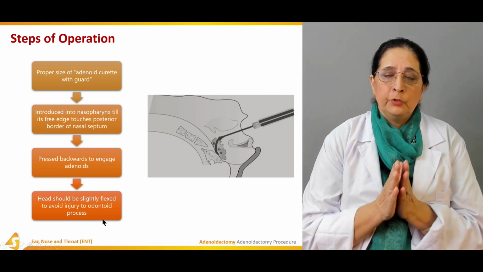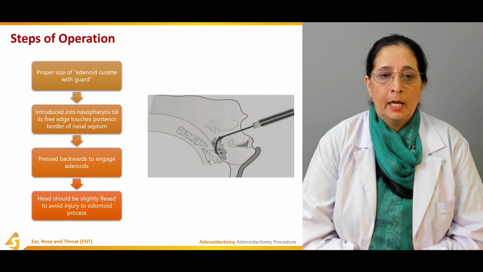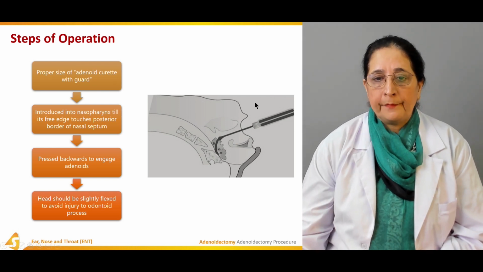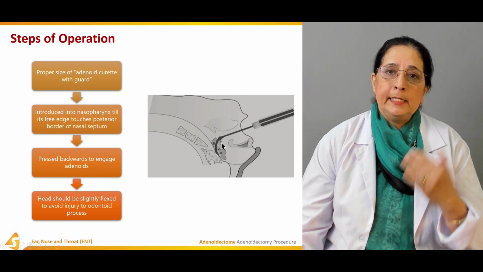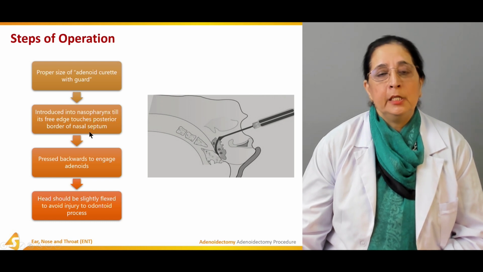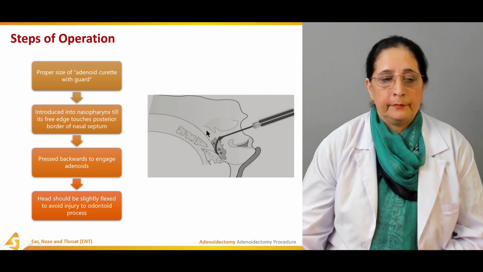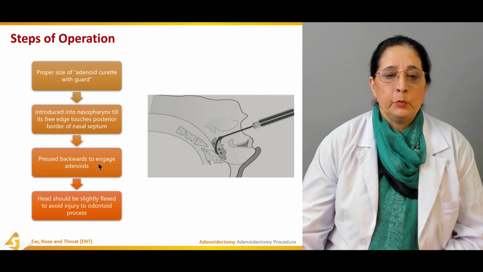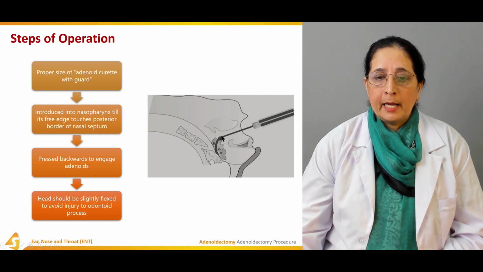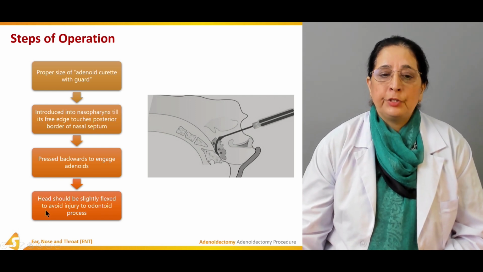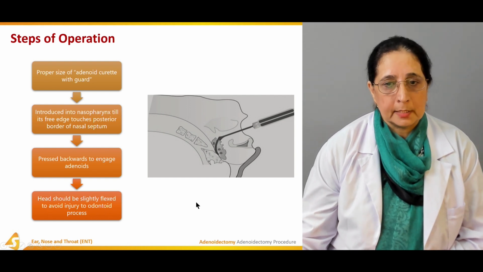So, very important, use the correct size of curette for the removal of the adenoids, which is introduced into the nasopharynx. That's how it is entered into the nasopharynx until the free edge touches the posterior border of the nasal septum. Here is the posterior border of the septum. Press backward to engage the adenoids. We are engaging the adenoids, you can see, and it's pressed backwards. The head should be slightly flexed to avoid injury to the odontoid process.